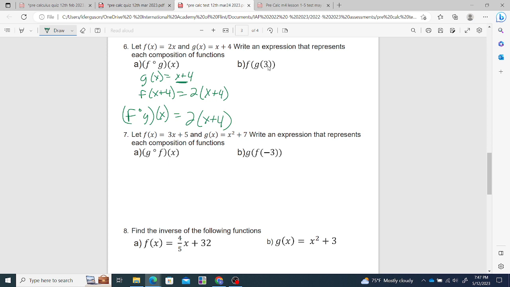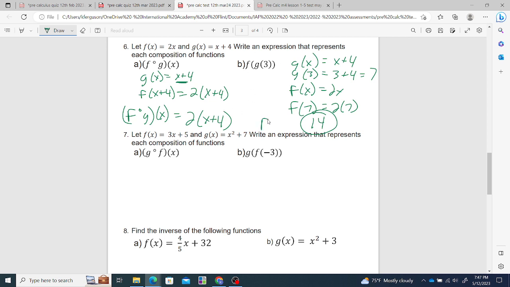Now I've got it set for a number. So g of 3, well, g of x is x plus 4. So g of 3 is 3 plus 4, which is 7. So now that I got 7, I'm going to plug it in. So f of x equals 2x. So f of 7 equals 2 times 7, or 14. That's my answer. So f of g of 3 is 14.